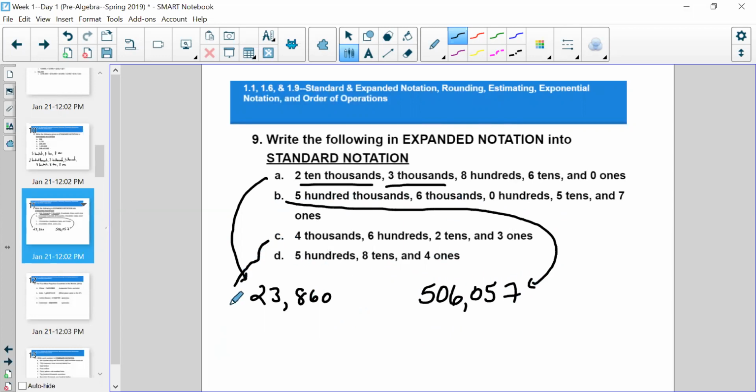And then C would be 4,623 for 4,000s, 600s, 2 tens, 3 ones. And then finally, we've got 500s, 8 tens, 4 ones. So all of those for A through D would be your standard form.